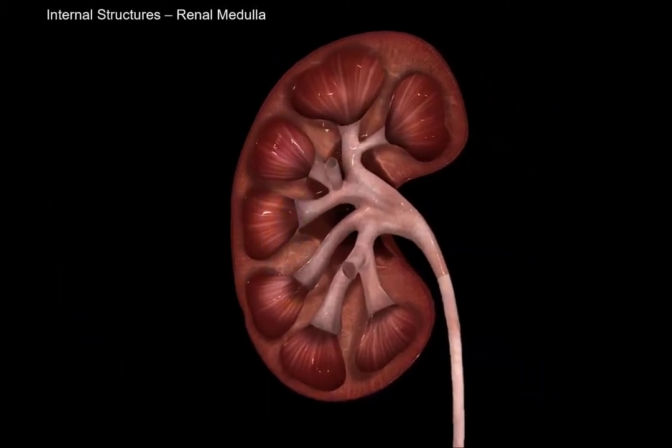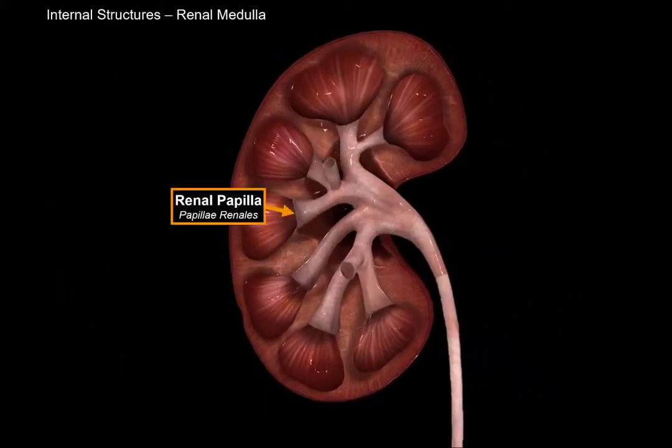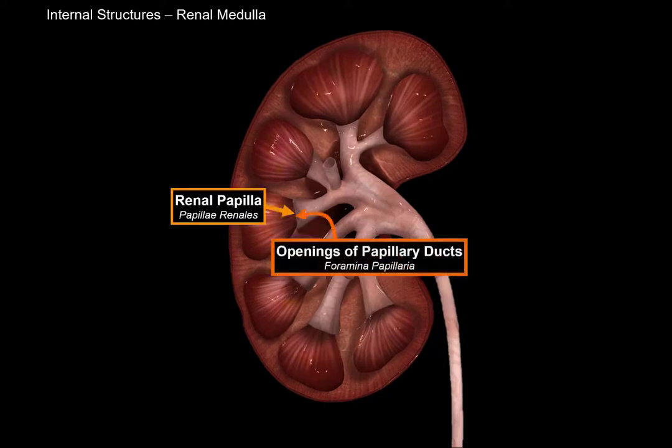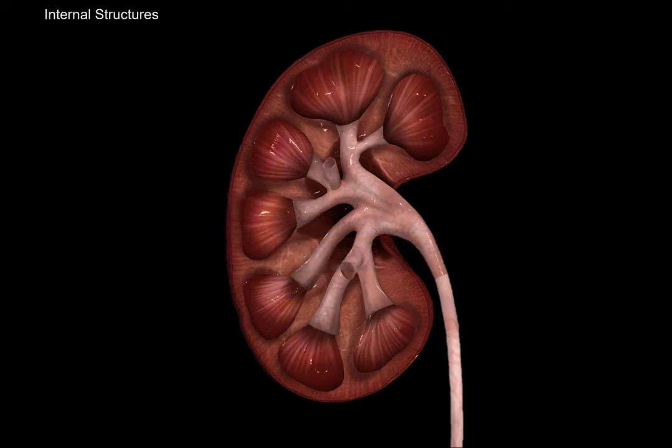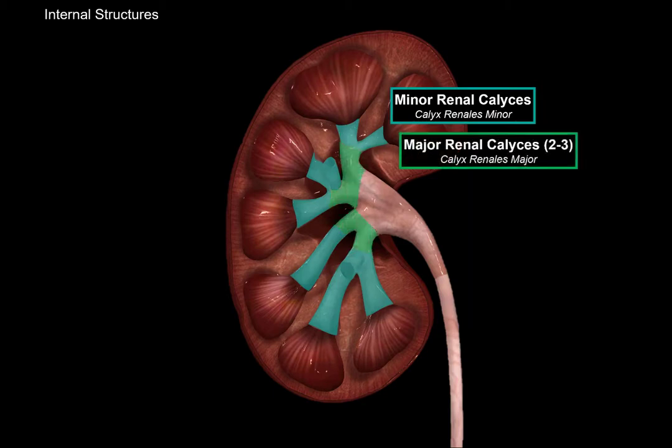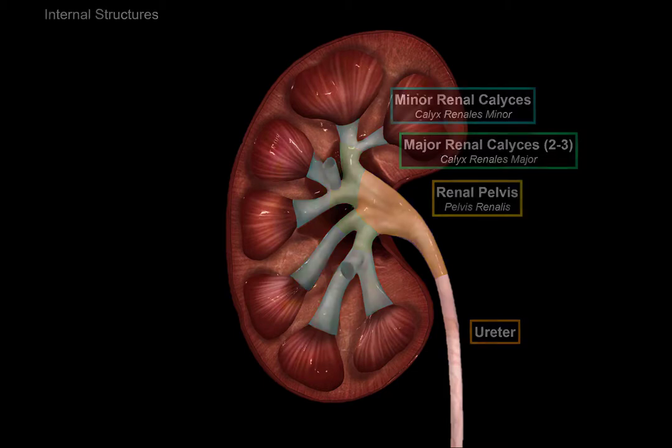Okay, so let's continue from the renal papilla. The renal papilla are going to have these openings of the papillary ducts, which leads the urine from the pyramids towards the minor renal calyces, and these minor renal calyces are going to fuse into major renal calyces. And there are usually 2 to 3 of these major renal calyces within one kidney. The urine will then flow into the renal pelvis and then go down towards the ureter. So that's all we need to know regarding the anatomy of the kidney.